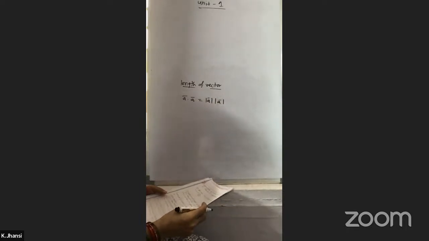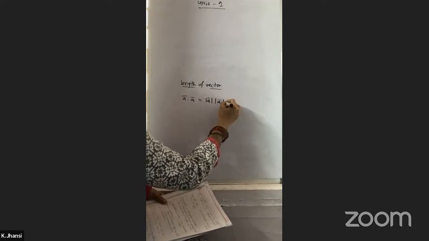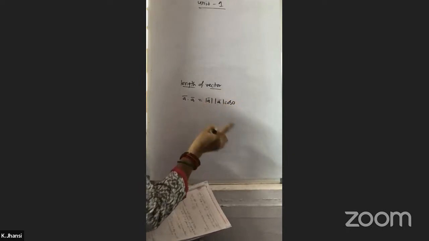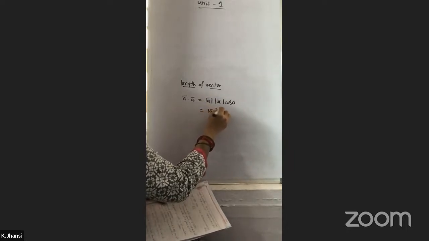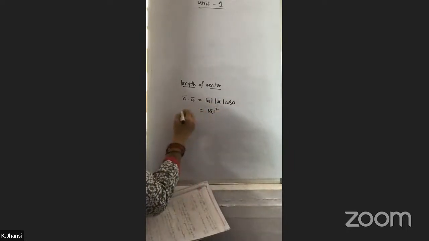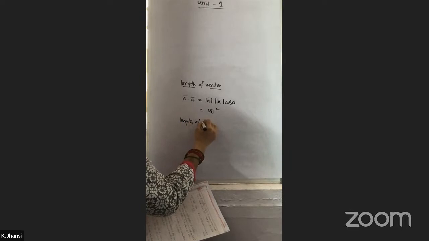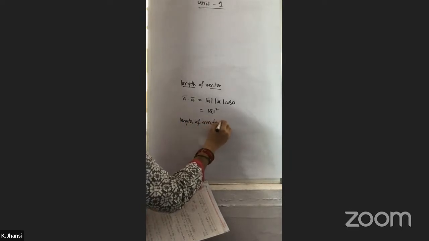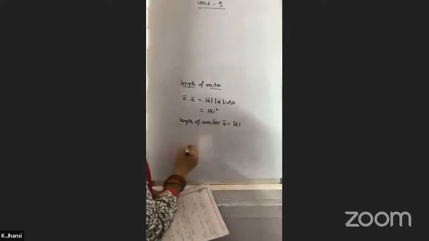And here, when we are finding A dot A, you will get cos theta value as 0, so cos 0 is 1. So mod A into mod A is equal to mod A square. So the length of the vector A is equal to the length of... so these all you will get for objective type also. Vector mod A is the modulus.